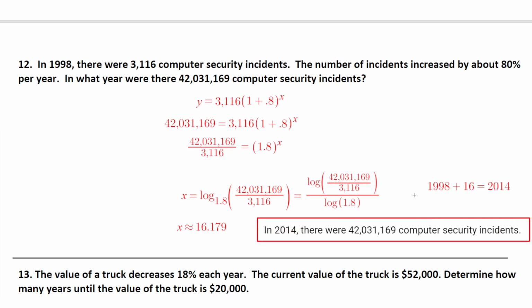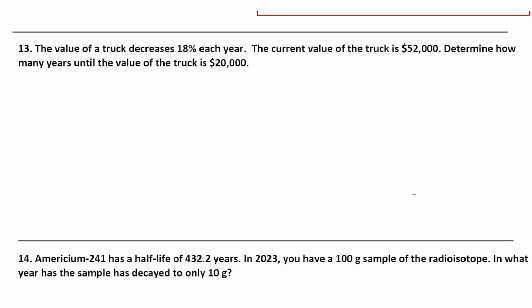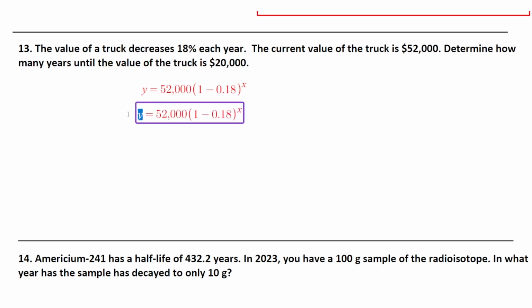Okay. Number 13 says the value of a truck decreases 18% each year. So we're going to have an exponential decay situation here. The current value of the truck is 52,000. All right, my rate is going to be 18%. Here's my model, and we want to know after how many years will the truck be worth $20,000. So $20,000 is going to be our final amount here.